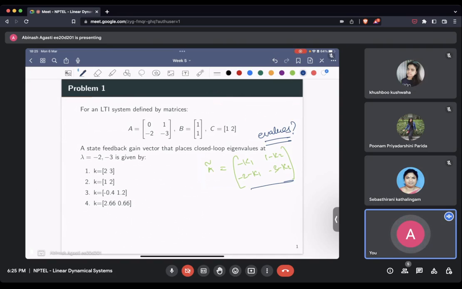Yes, anyone solved it? Yes, sir. Yeah, tell me. Okay, just help me along the way. We want to find out determinant of lambda I minus A tilde, that will have lambda plus K1, lambda plus K2 minus 1, lambda, sorry, K2 minus 1, K1 plus 2, lambda plus k2 plus 3. Am I correct?